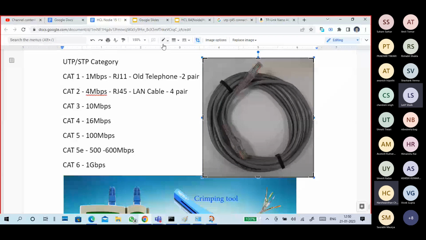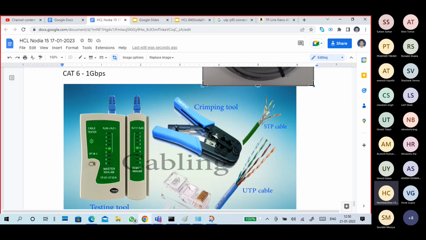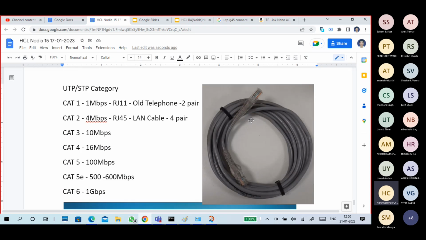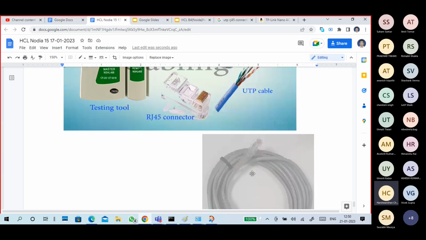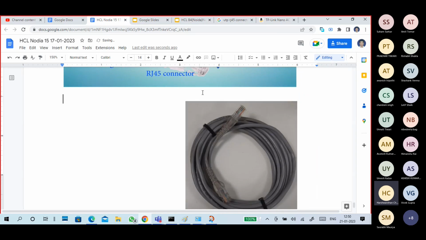So can we add something on it? Replace image, editing, commenting. I'll make it like this. Patch cable, or you can say LAN cable.